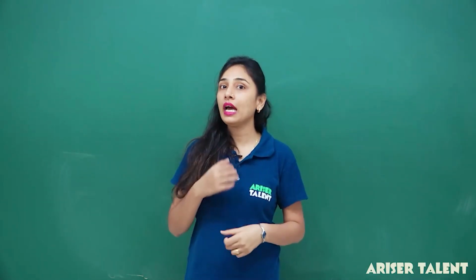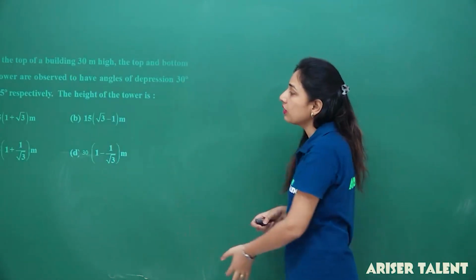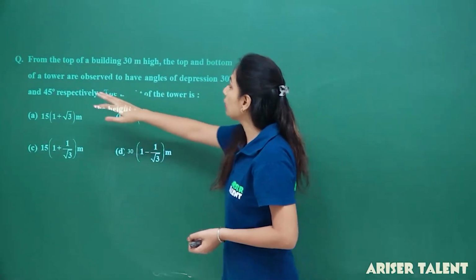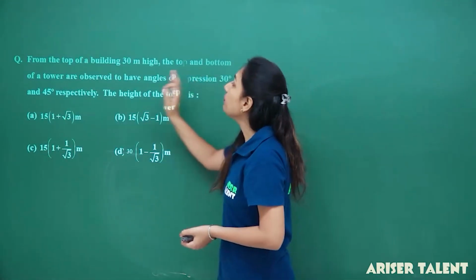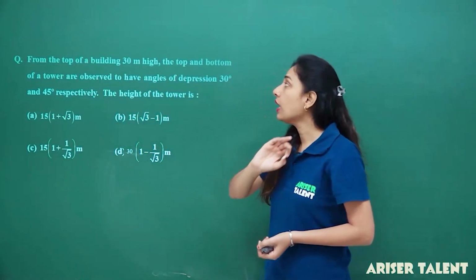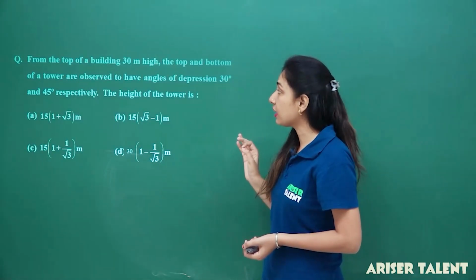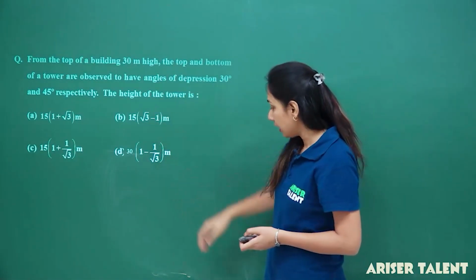Students, now we have to do a question that we have left in the previous session. I have told you something about this, but it needs to be completed in this session. The question was: from the top of a building 30 meters high, the top and bottom of a tower are observed to have angles of depression 30 degrees and 45 degrees respectively. We have to find the height of the tower.